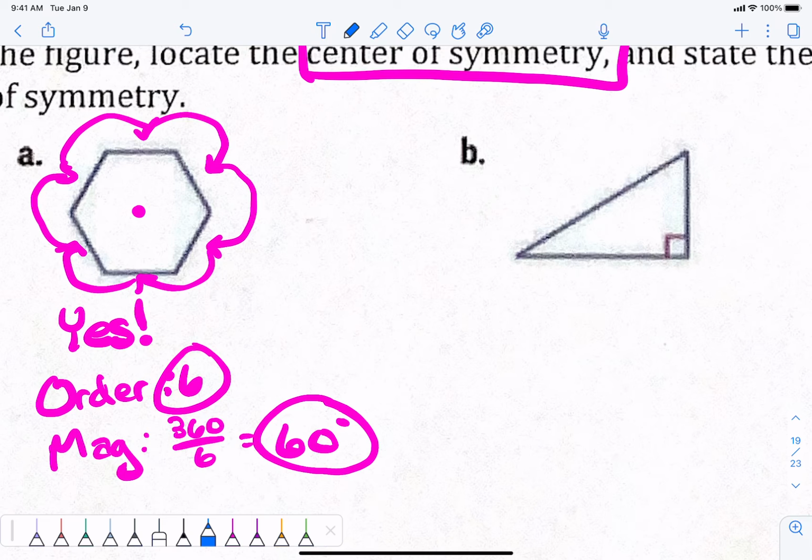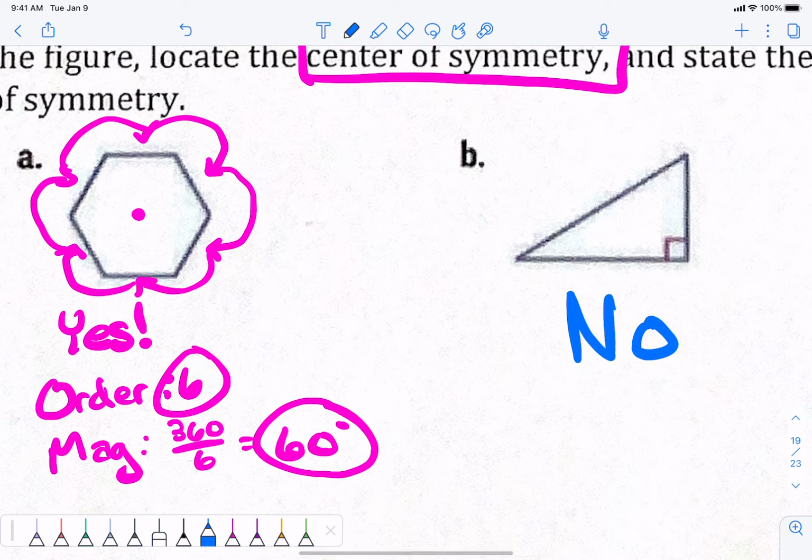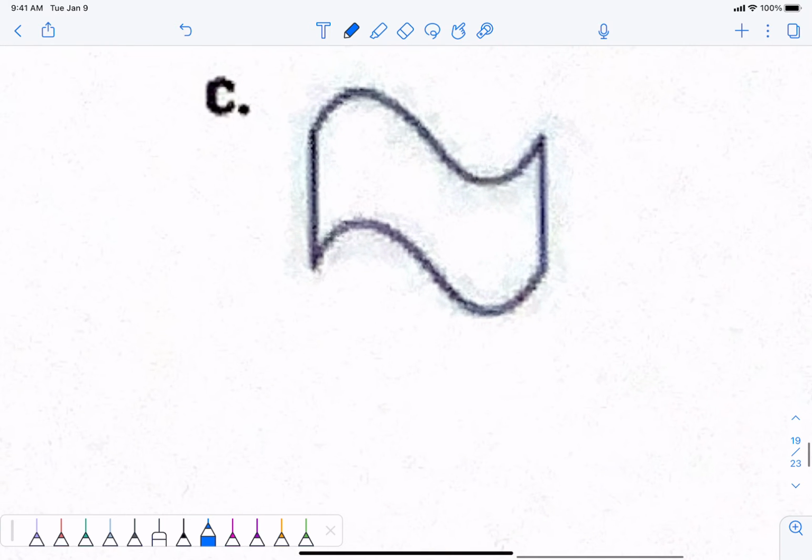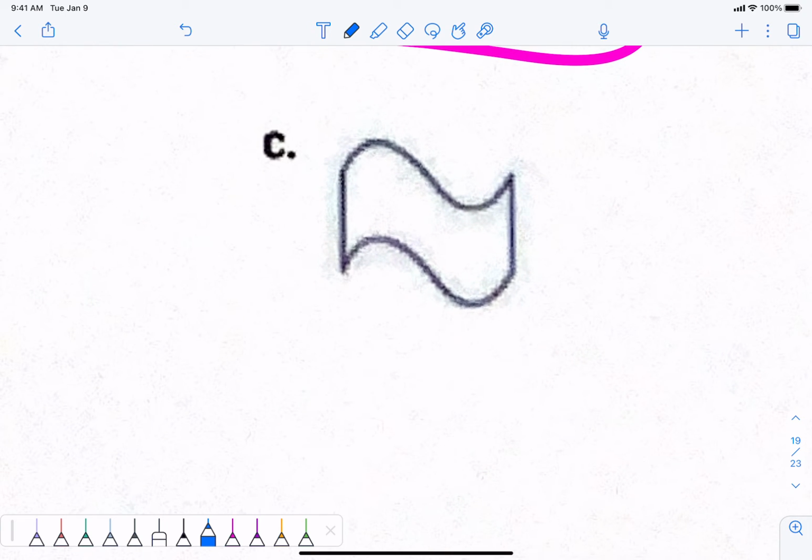Can you rotate that thing on top of itself? No, it doesn't have rotational symmetry. It's a no, because it is a scalene triangle, because none of the sides are the same. A scalene triangle is not going to work for part B. Good? C. Will it map on top of itself? Yes. You think so? Yes. If you flip your paper around, do a 180 degree turn, does it curve the same way? Yes.